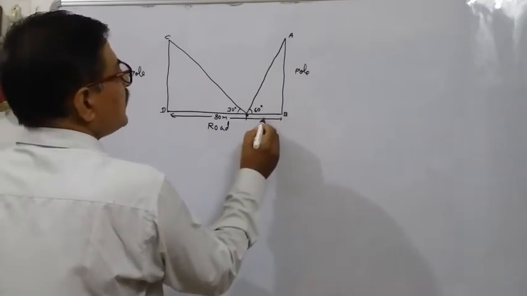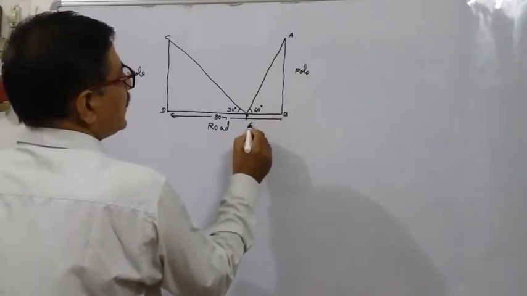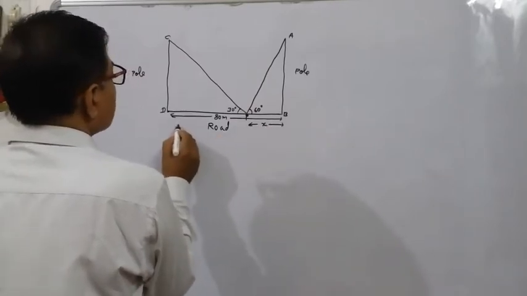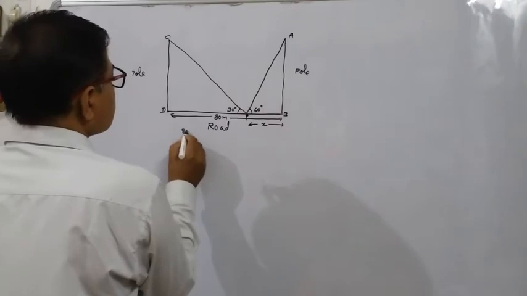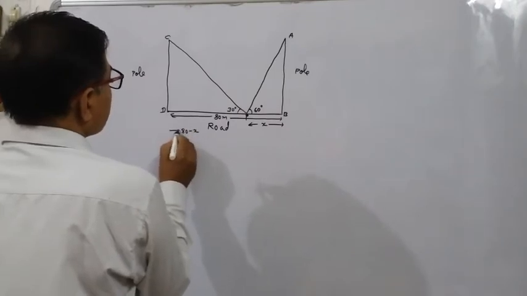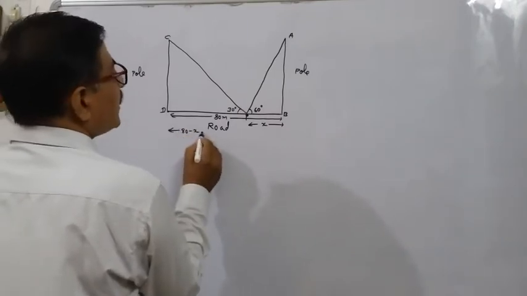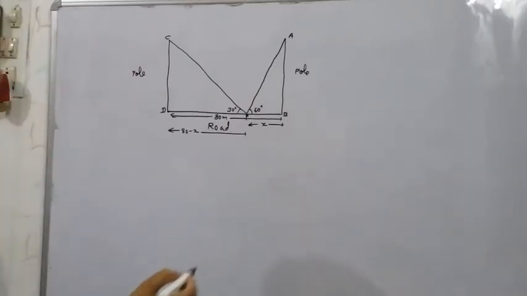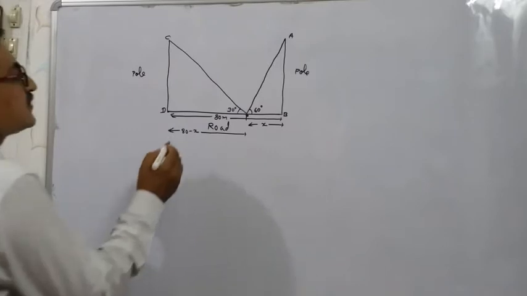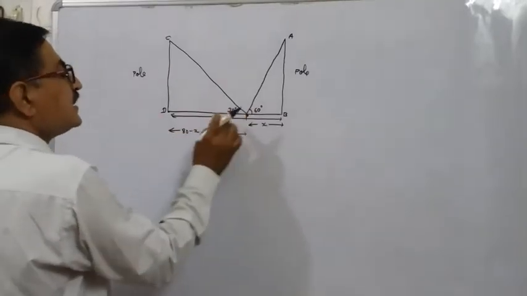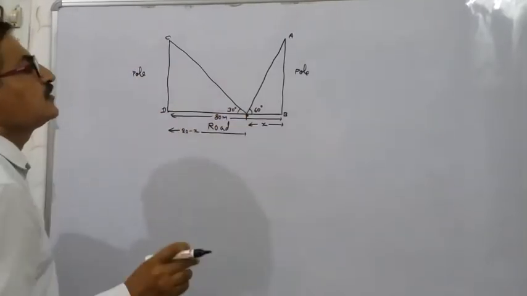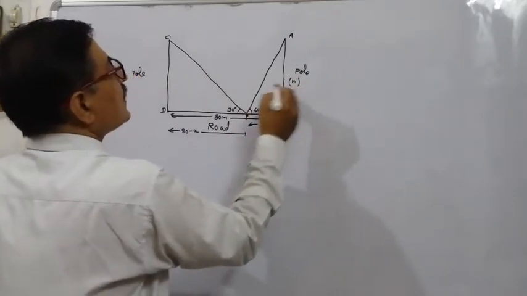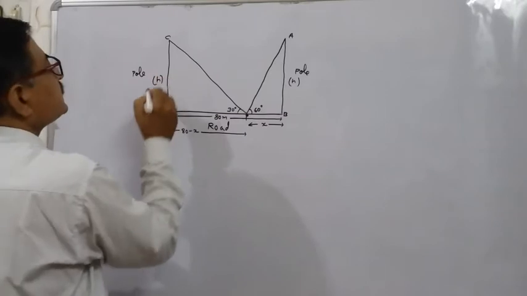Let PB be x. Then this will be 80 minus x, because the total is 80. If PB is x meter, then the other distance will be 80 minus x meter. And let the pole height be h. This is h, this is h.